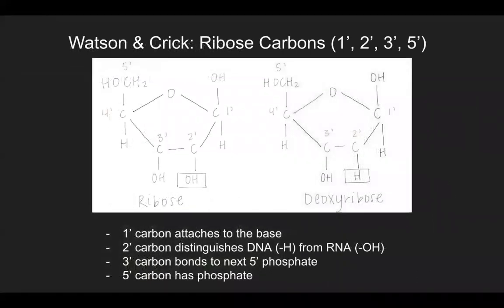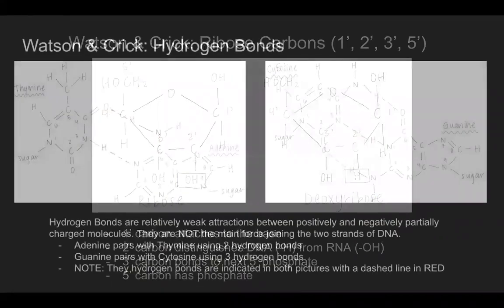Now we're going to be talking about the ribose carbons. 1' carbon attaches to the base, 2' carbon distinguishes DNA from RNA, 3' carbon bonds to the next 5' phosphate, and 5' carbon has phosphate.